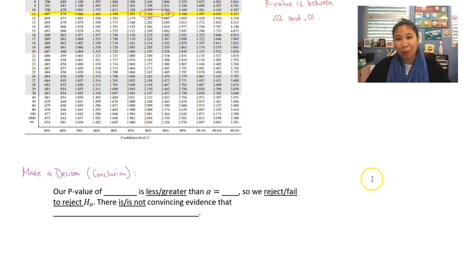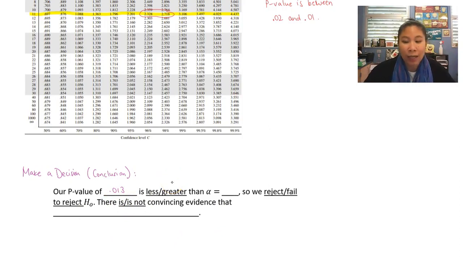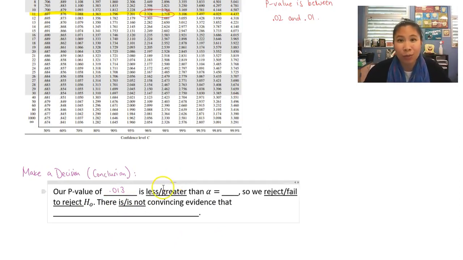So this is the same format that I used last section when we talked about the proportions. The conclusion is going to be the same every time. We just need to fill in all our blanks. So we got a p-value of 0.013, or if you use the table, you would say our p-value is between 0.02 and 0.01, which is less than or greater than alpha equals, okay, in this problem they didn't tell us, so we get to choose. Let's use 0.01 today.